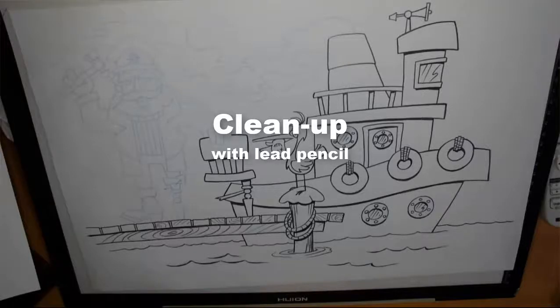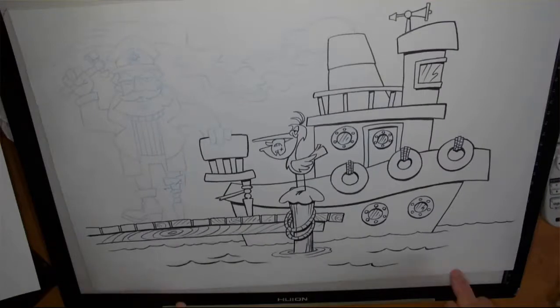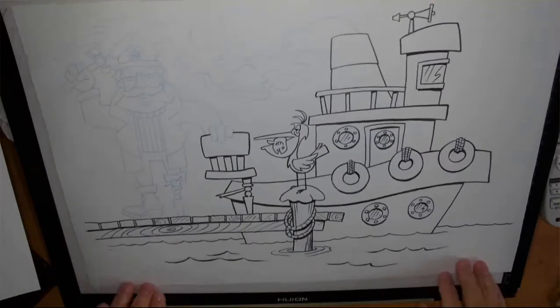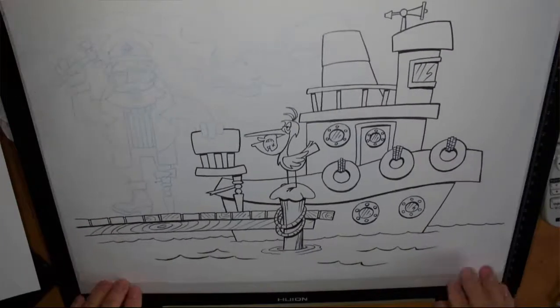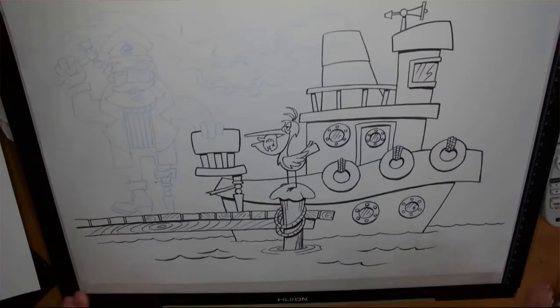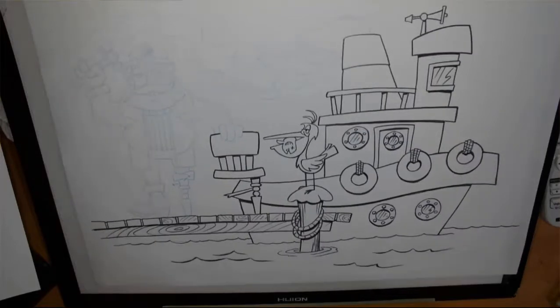This tutorial is on final cleanup line using the lead pencil. In a previous video, I showed how I got to the point of putting this one together with the tugboat and the sea captain. I'm well on my way to finishing this up with lead pencil. What I thought I would do on this one is clean up and finish the sea captain for demonstration.